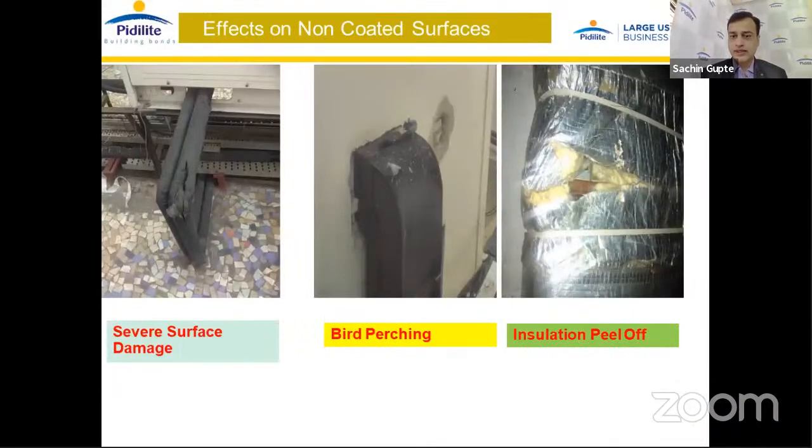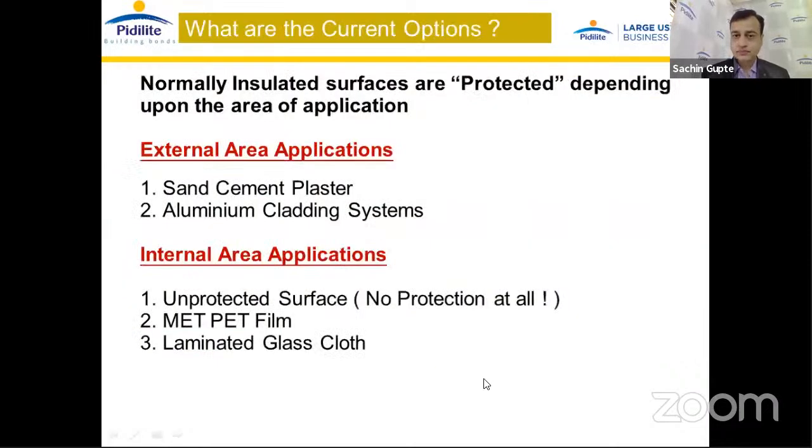Now, this is what actually happens in live situations. In most places, predominantly on refrigerant piping, called VRV or VRF piping, you see the kind of insulation rip-off that has happened. We have also seen bird perching. Birds like to perch and clean their beaks. And this is an insulation peel-off done on fiberglass insulation material.